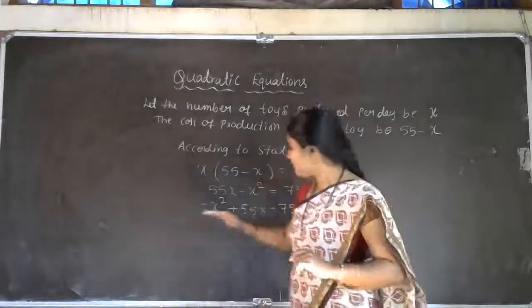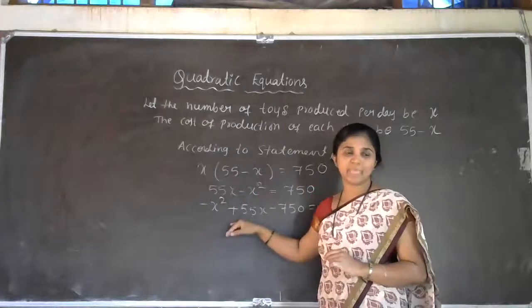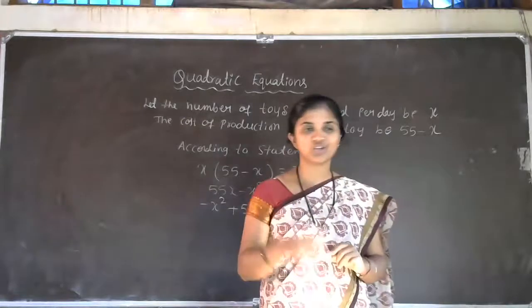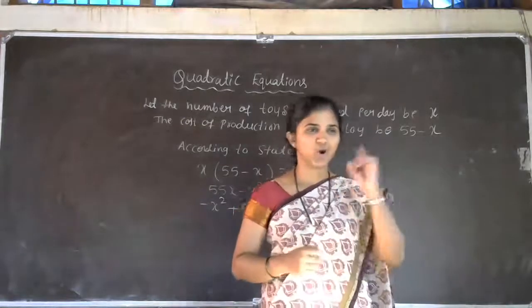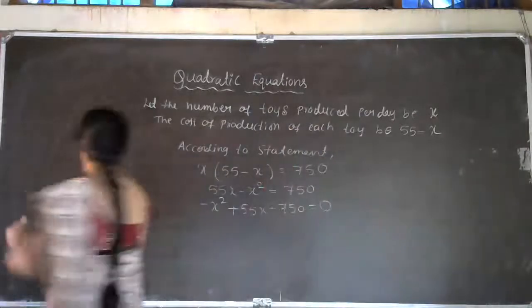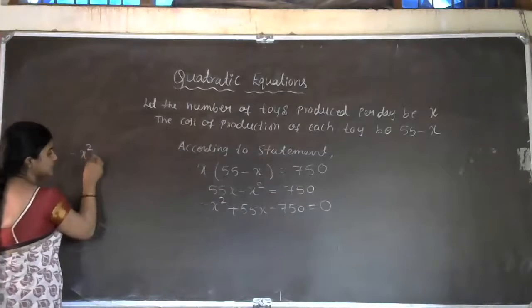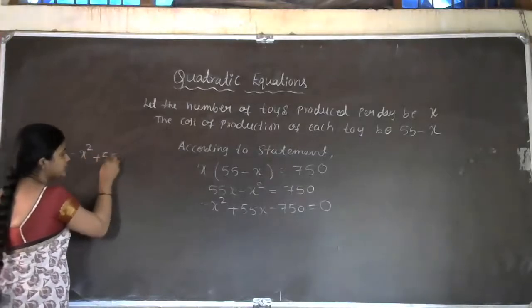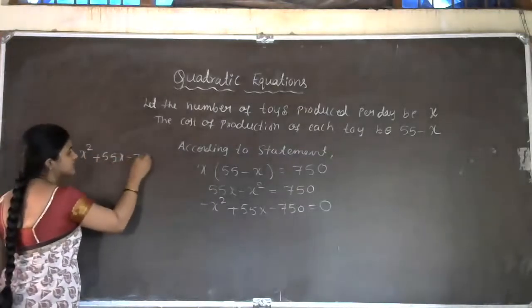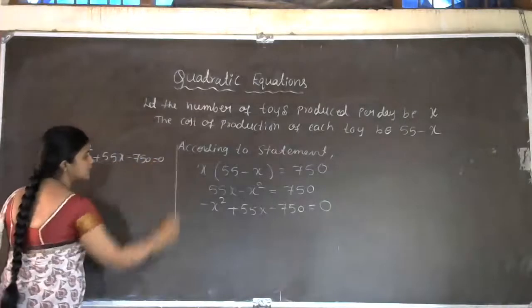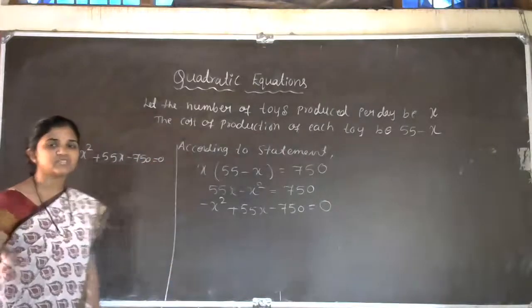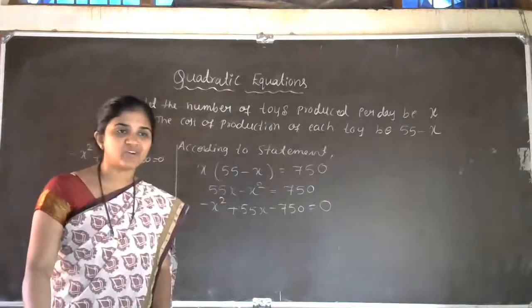Okay, now we have to solve this equation. How to solve that equation actually? By factorization. You all know the factorization method, no? So can we solve this equation? Okay, now let us write the equation: minus x square plus 55x minus 750 which is equal to 0. Now let us solve this equation by factorization method.